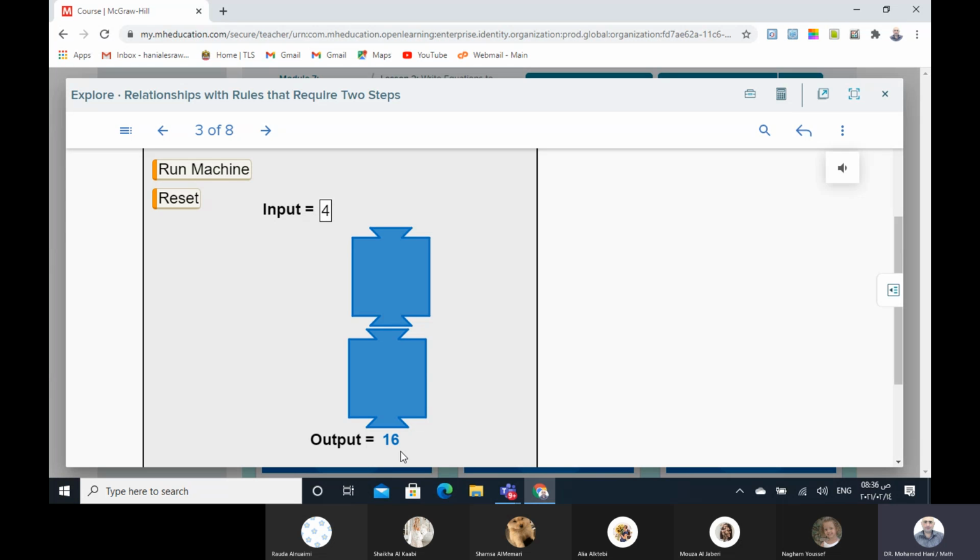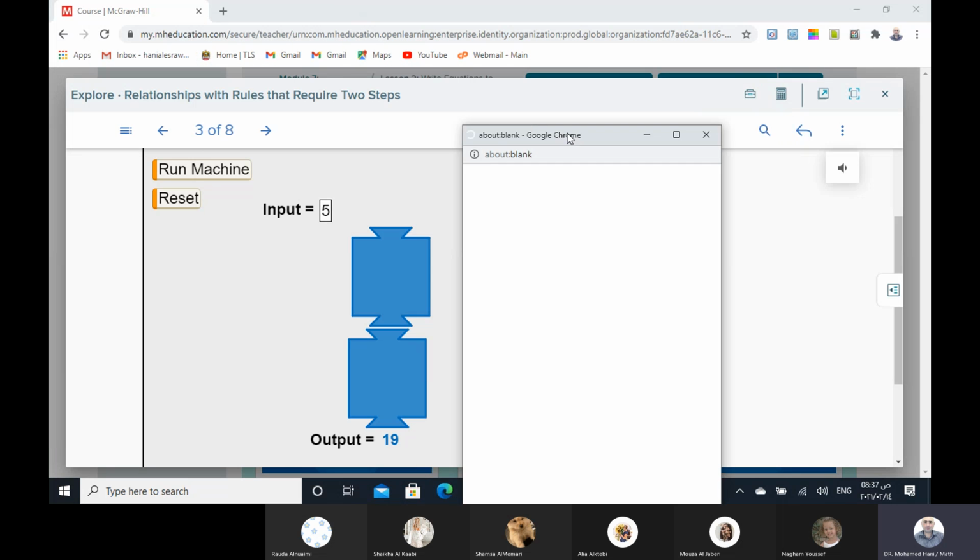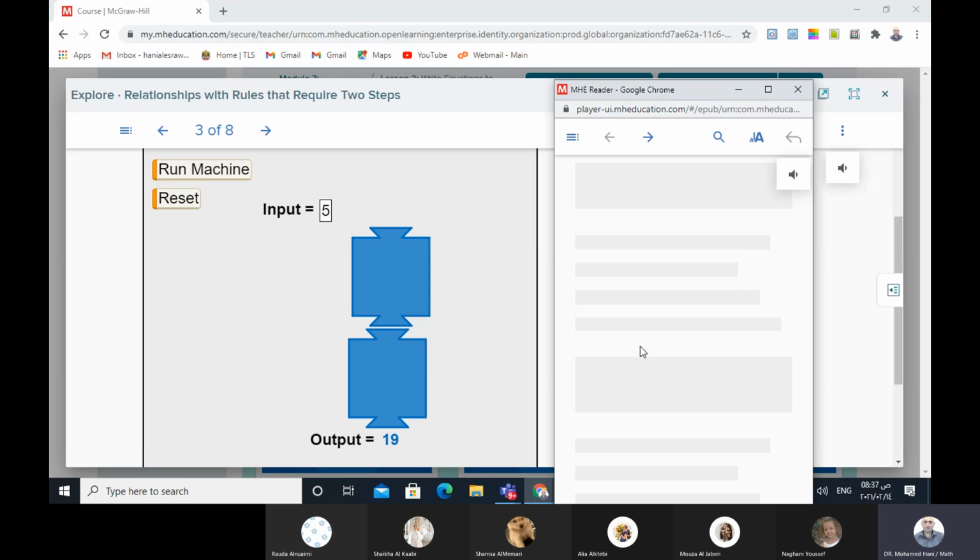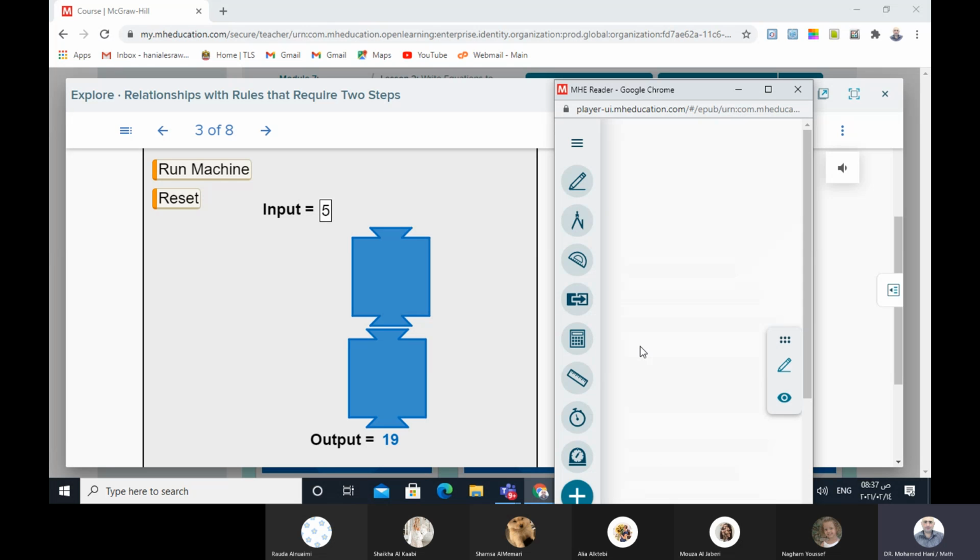The first answer is 7, then 10, then 13, then we have 16, then, as you see, 19. So the pattern is plus 3. Now if I want to write the equation, if I represent here the input, for example, x, the pattern will be plus 3. And here the output, for example, C.